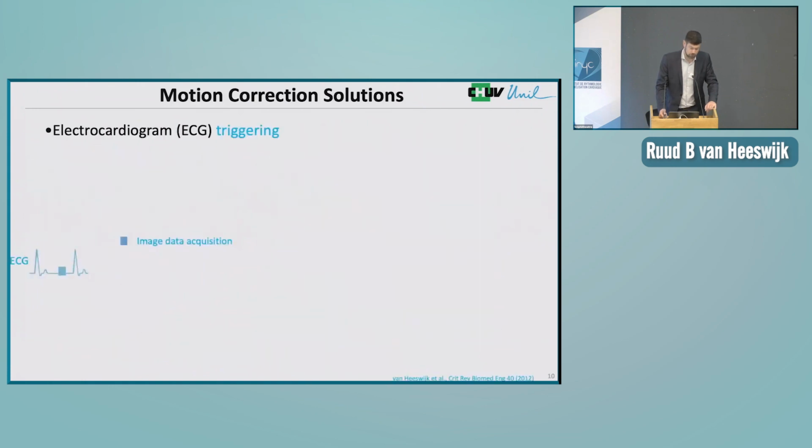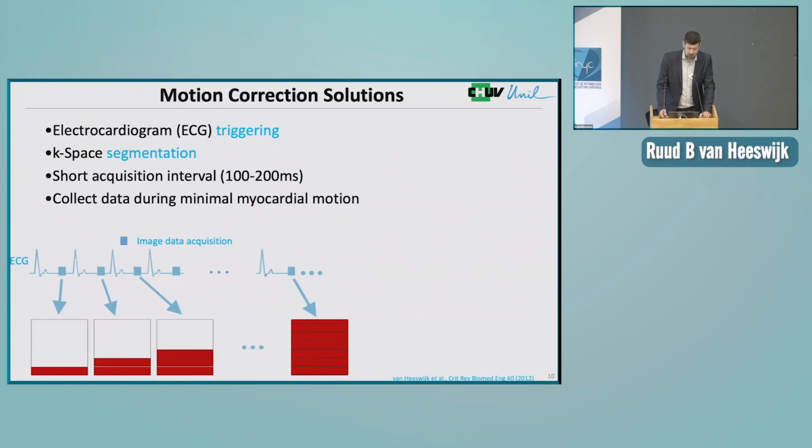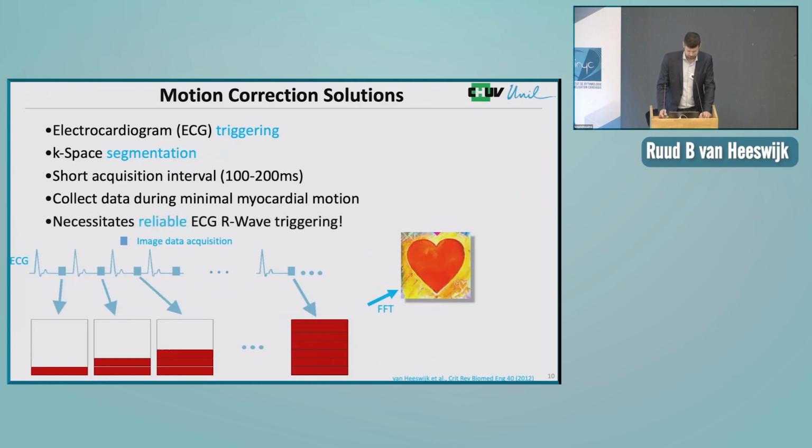The most well-known one that, of course, you all know is ECG triggering. And here, essentially, you combine a trigger from part of the ECG signal, so the R wave, the big peak you see in the middle, together with K-space segmentation, and you collect a small bit of data each heartbeat. And that is, of course, during minimal myocardial motion, either in the end-systole or in the mid-diastole. And after you get the complete K-space, you Fourier transform it, and tada, you get your picture out. But this, of course, necessitates reliable ECG signals.